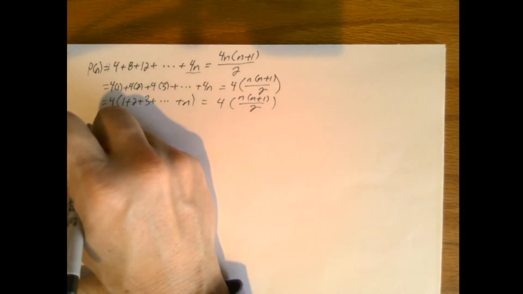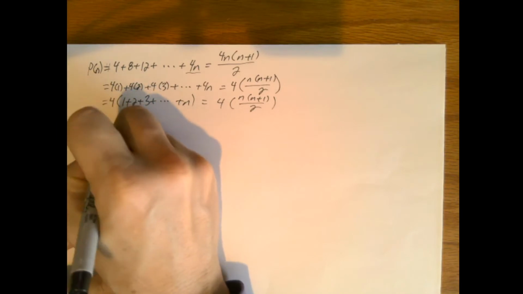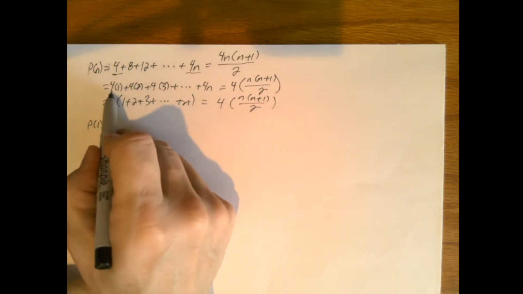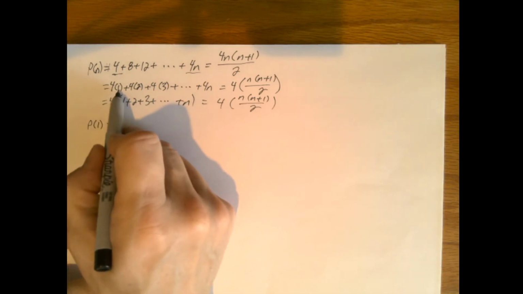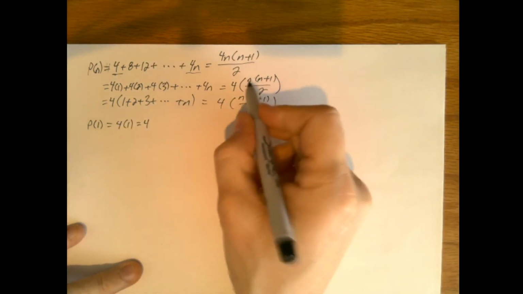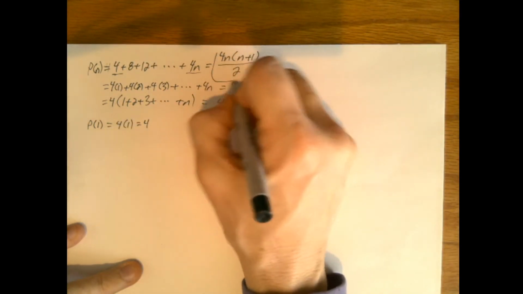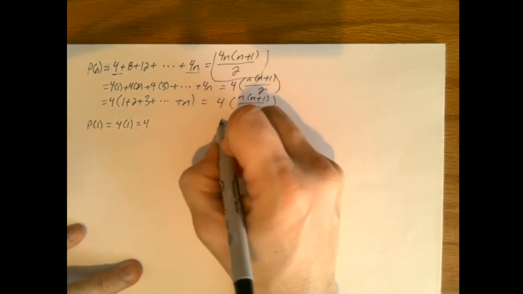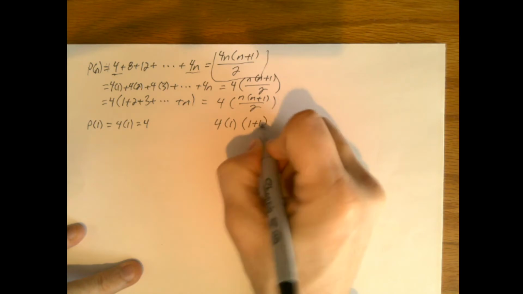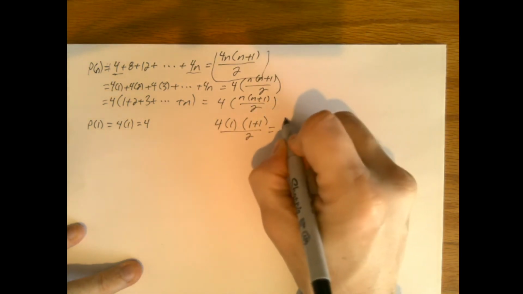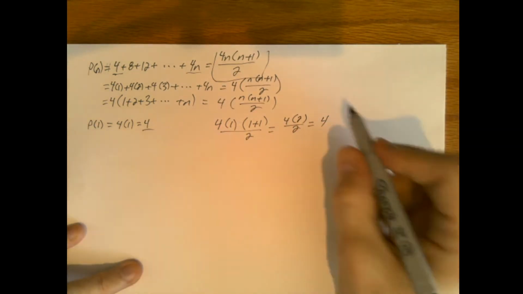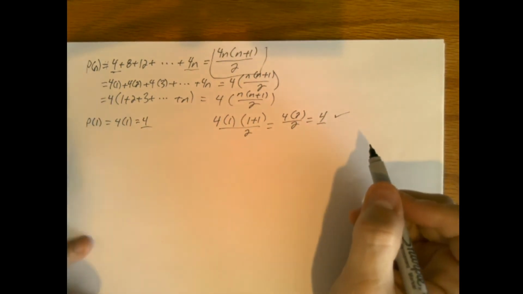So what's our basis step? P of 1 is, what's our first number here? If n is equal to 1, we only do the first one, so it's 4 times 1, which is equal to 4. And using the formula, we have 4 times 1 plus 1 divided by 2, which is equal to 4 times 2 divided by 2, which is equal to 4. 4 equals 4, so that checks out.